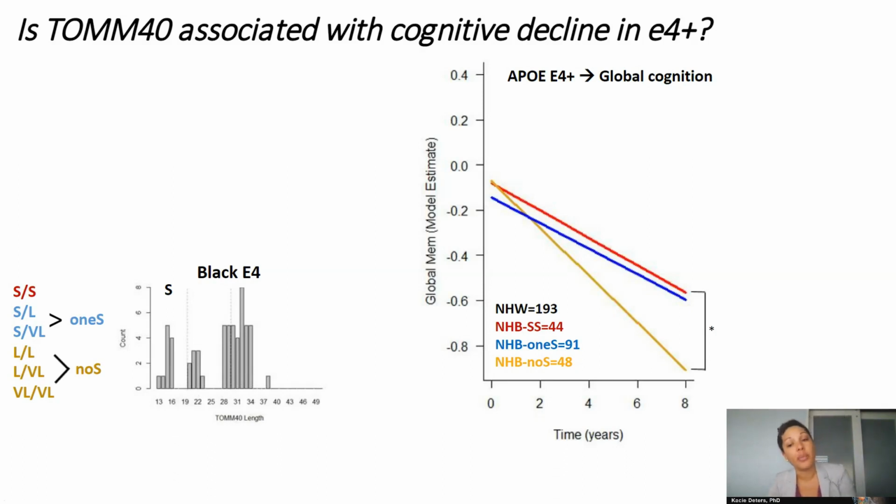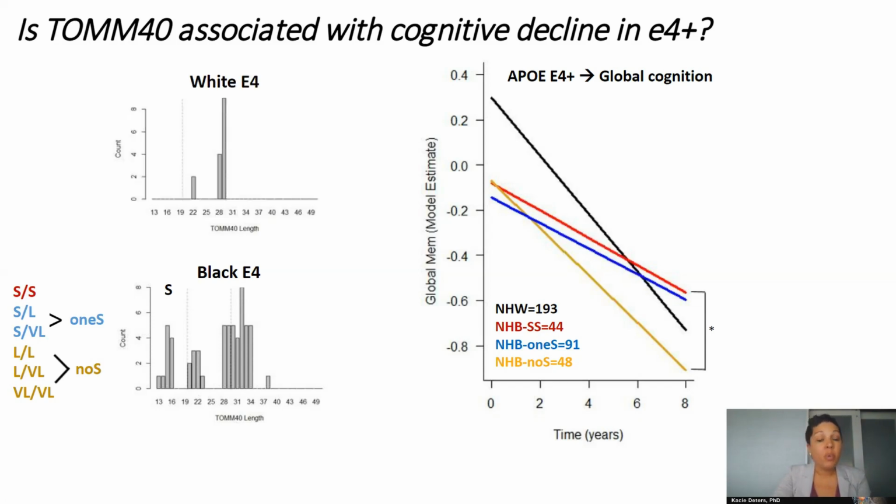And so if we're looking at the figure on the right now, we can see on the x-axis, we have time in years. So on average, these Black E4 carriers had about 8 years of cognitive follow-up. And then on the y-axis, we have global memory. And again, higher is equal to a better memory performance or better cognitive performance. So we can see that if you were Black E4 and did not carry the short allele, which is represented in gold, you actually had a significantly faster rate of cognitive decline relative to if you were Black E4 and did carry a short allele, represented by the red and blue lines.